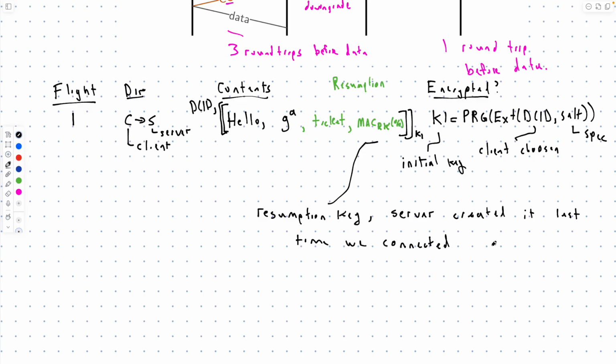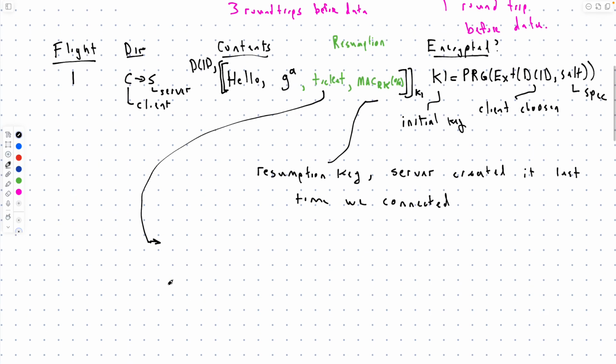Yes, so hold that question for a sec. Okay, so what exactly is the ticket itself? What does it look like? So there's basically 2 options for it. There's what we call stateful tickets, and there's stateless tickets. Stateful means that the server has to remember something.